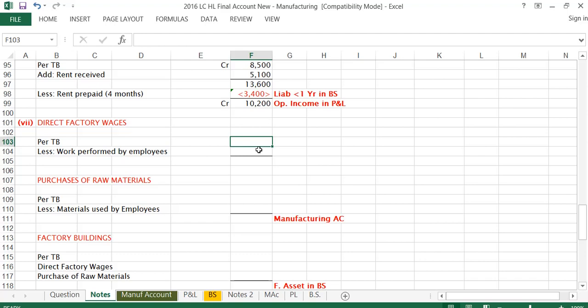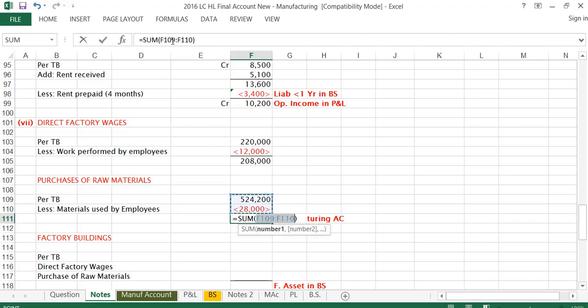Now direct factory wages from the trial balance are 220,000, and we're taking out the work done by the firm's own employees of 12,000, which will leave me with direct factory wages of 208,000. Purchases of raw materials. So from the trial balance we can see the purchases of raw materials are 524,200. I'm going to take away the cost of the materials used by the firm's employees of 28,000, which leaves me with purchase of raw materials of 496,200, and that will go in the manufacturing account.